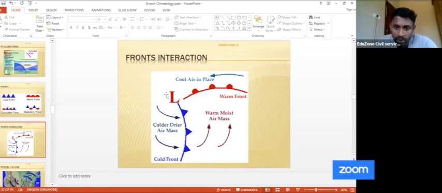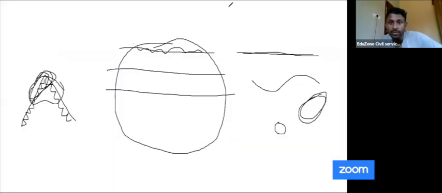If there is low pressure, your entire air system is rotating. Why is this air system rotating? Because these air masses are interacting, and as a result, with the Coriolis force, the entire air system rotates. And please remember, if you remember the tropical cyclone, it was a localized low pressure. But the temperate cyclone covers a huge area. That's why you get an elliptical shape.